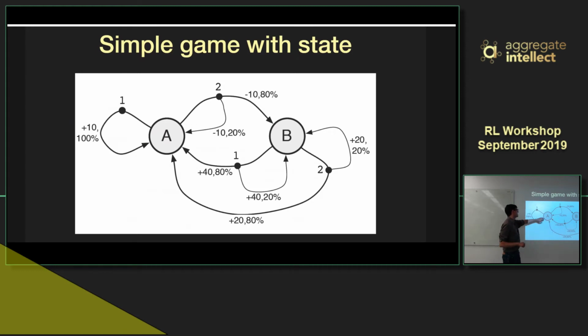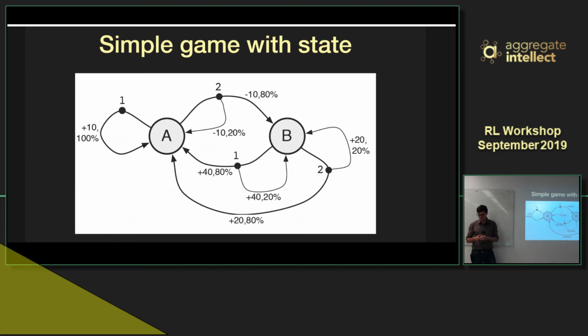So in state A, if you do action 1, you get 10 points with 100% probability. In state A, you can also do action 2, and with 80% probability you go to state B and lose 10 points, or with 20% probability you go back to state A and lose 10 points as well. And in state B, you can select action 1: with 80% probability you get 40 points, and with 20% probability you get 40 points and go back to state B. If you select action 2 in state B, with 20% you get 20 points and go back to B, and with 80% you get 20 points and go back to A.